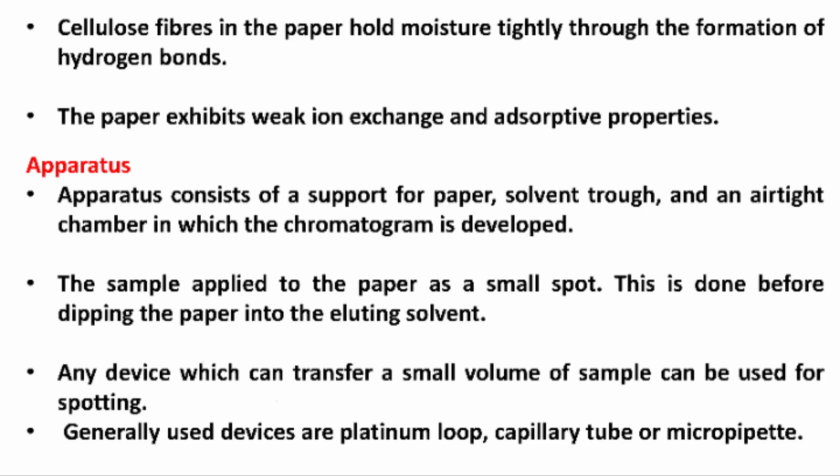Apparatus. The apparatus consists of a support for the paper, a solvent trough and an airtight chamber in which the chromatogram is developed. The sample is applied to the paper as a small spot. This is done before dipping the paper into the eluting solvent. Any device which can transfer a small volume of sample can be used for spotting. Generally used devices are a platinum loop, capillary tube or micropipette.